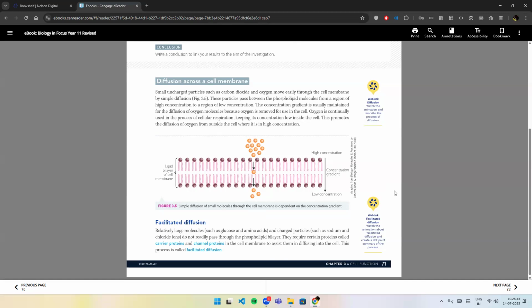Facilitated diffusion. Relatively large molecules such as glucose and amino acids and charged particles such as sodium and chloride ions do not readily pass through the phospholipid bilayer. They require certain proteins called carrier proteins or channel proteins in the cell membrane to assist them in diffusing into the cell. This process is called facilitated diffusion.